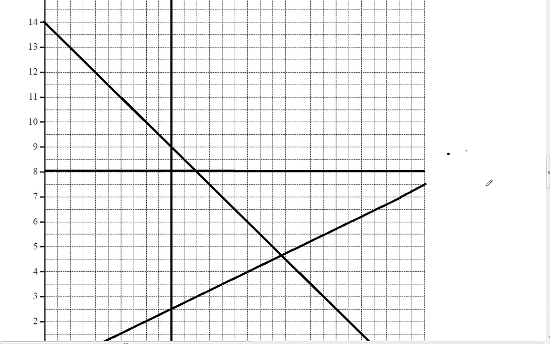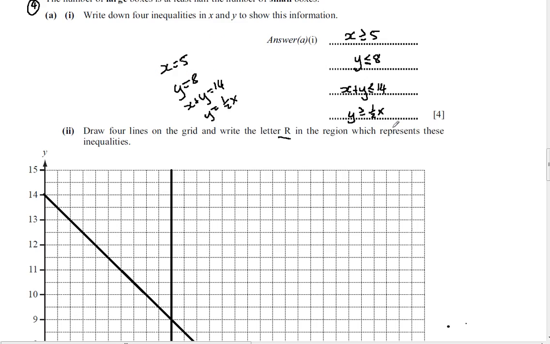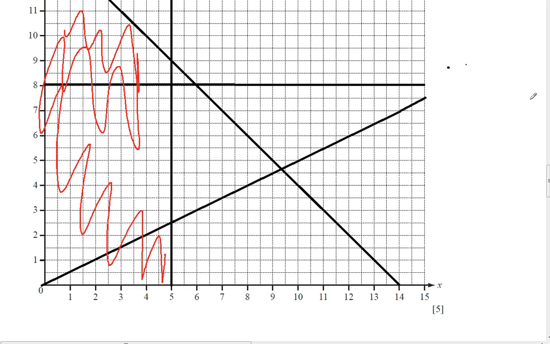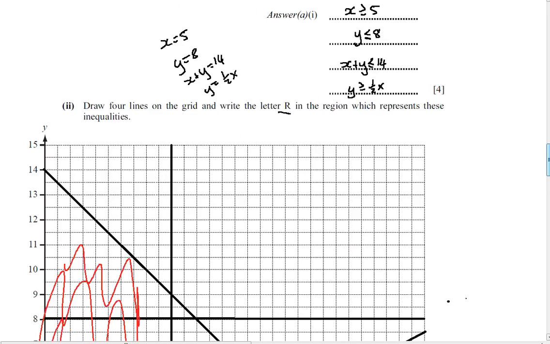Okay, so now we have to shade that wanted region. X is greater than or equal to 5, so that's where the wanted region is. So this is x equals 5. Our region is where everything's greater than or equal to 5, so we shade everything to the left of this line.